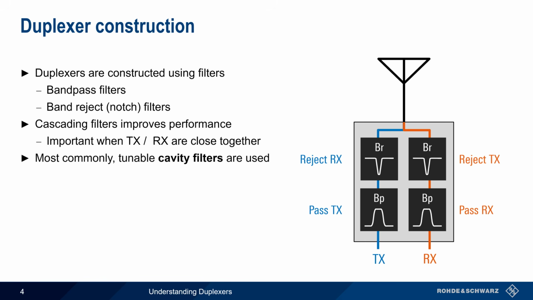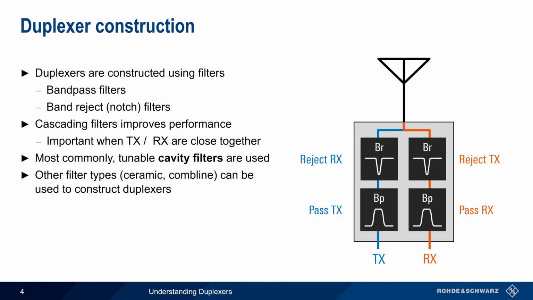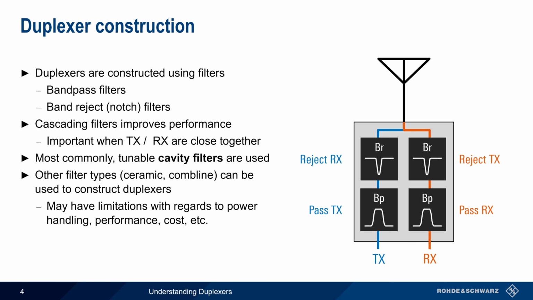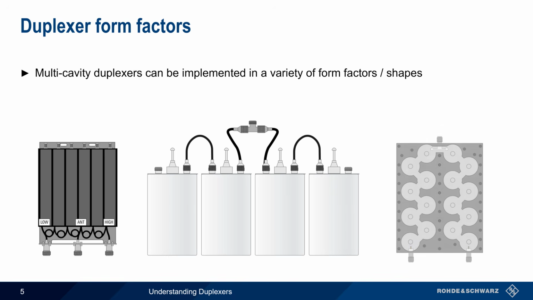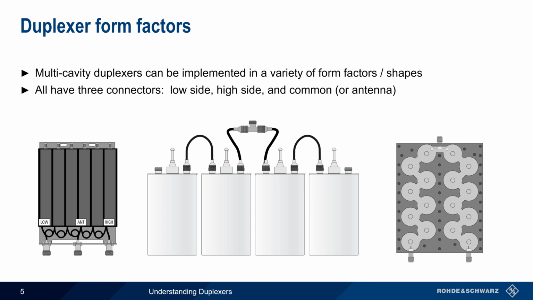Most duplexers use tunable cavity filters, but other types of filters, such as ceramic or comb line filters, can also be used. These other types of filters are, however, less common in duplexers, due to limitations with regards to power handling, performance, cost, etc. Multi-cavity duplexers come in a variety of form factors, shapes, and sizes. Some of the more common ones are illustrated here. All duplexers have 3 RF connectors, one for the low side frequency, one for the high side frequency, and one for the antenna connection, also sometimes called the common connection.